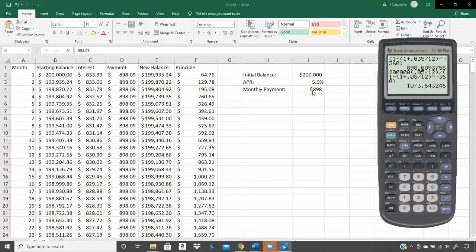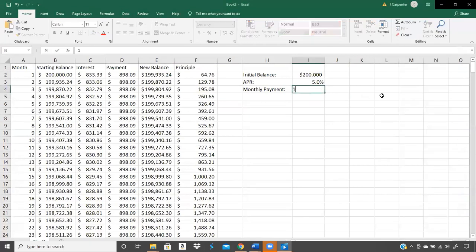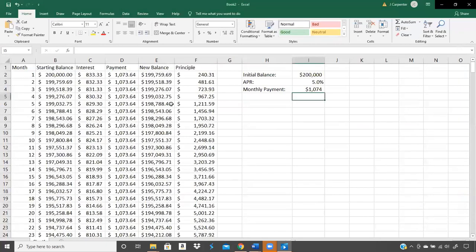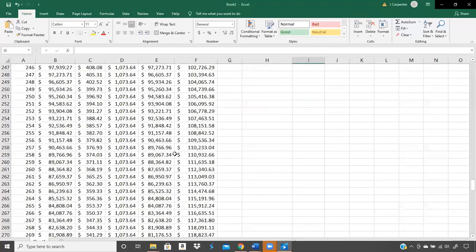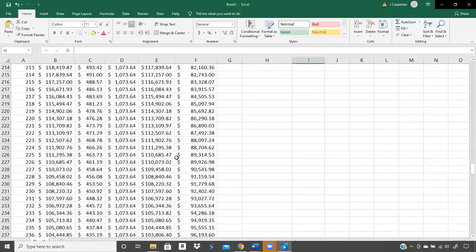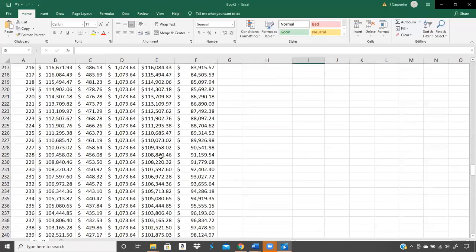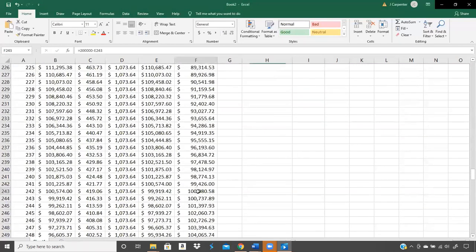So now let's change this to $1,073.64. And we'll start to see our numbers flow a little more. Usually by about 20 years in, which would be the 240th month, you're about halfway down with the loan. It usually takes 20 years to get halfway down on a 30-year loan because you pay more interest up front, and then in the back 10 years, you're going to pay more towards your principal.